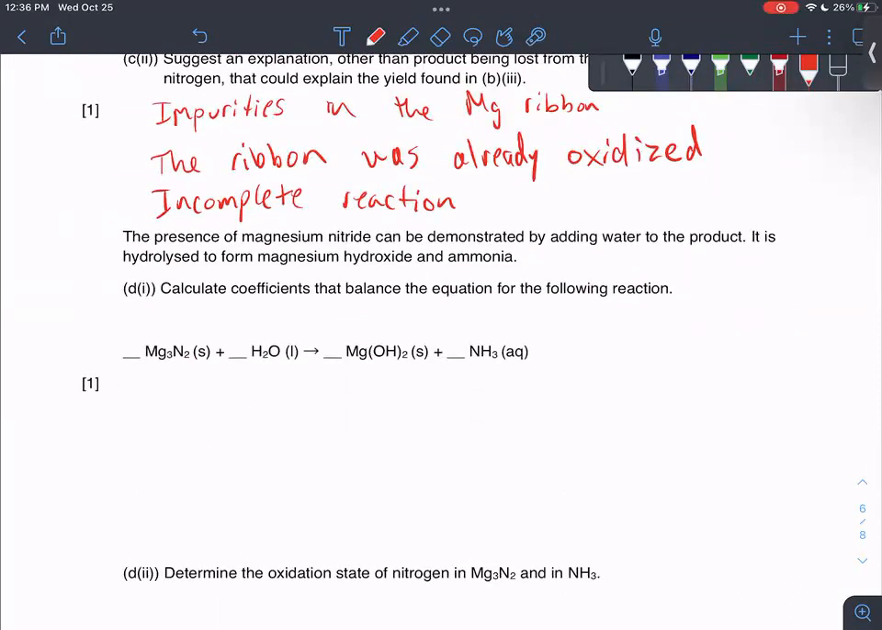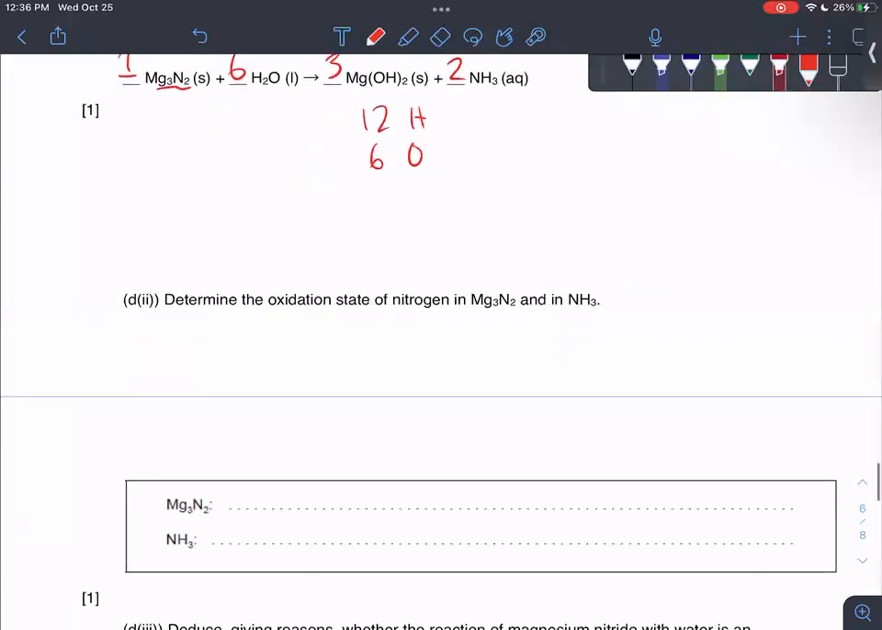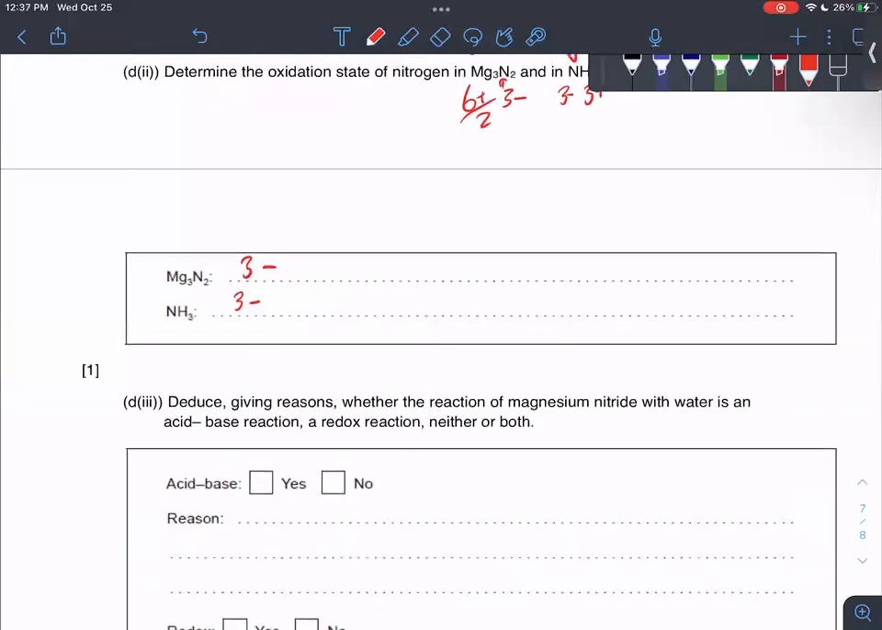All right. Next is balancing the coefficient. Well, to get 3 magnesiums, I'll just multiply by 3. To get 2 nitrogens, I'll just multiply by 2, which is going to produce 12 hydrogens on this side, 6 oxygens on this side. So I'll go ahead and do 6H2O, 1, 6, 3, 2. All right, determine the oxidation states of nitrogen in both of these compounds. Well, Mg is 2 plus, and we have 3 of them, so that's 6 plus. Therefore, divide by 2, that is 3 minus to balance out from the nitrogen. So 3 minus. NH3, again, 3 plus from the hydrogen, therefore 3 minus from the nitrogen. All right, no change in oxidation state.